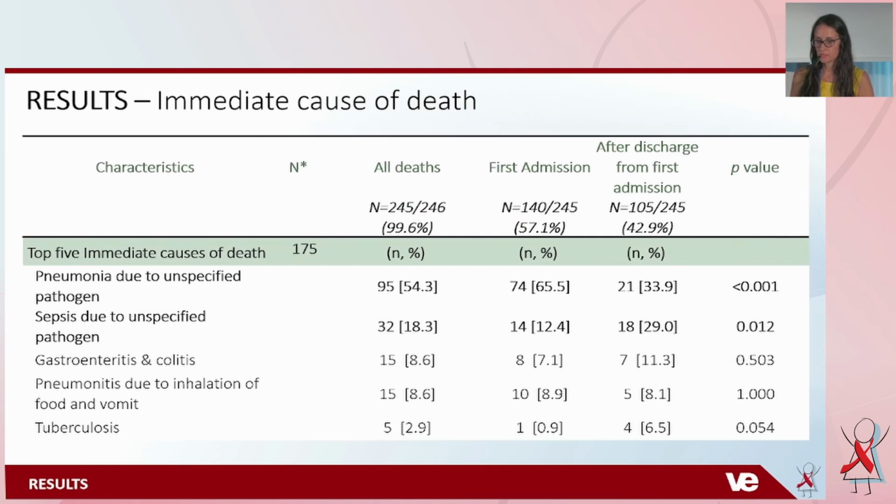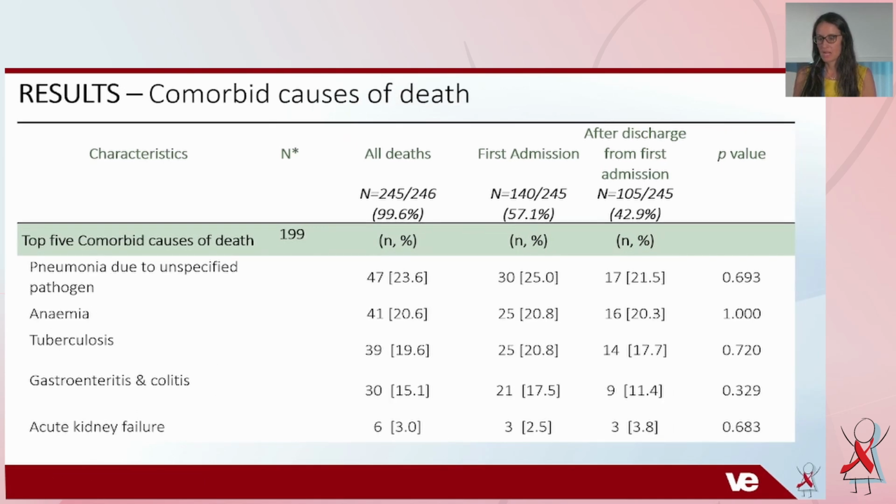When we go to immediate cause of death, pneumonia was the main cause in those dying during the first admission. That was somehow normal, expected, because those children were admitted with severe pneumonia. But among those dying after discharge, clinical sepsis, not identified with any pathogen because we didn't systematically do blood culture, was more common. Pneumonia, anemia, tuberculosis, and gastroenteritis were the most common comorbid causes between the underlying and the immediate cause of death, but there was no difference between the groups.